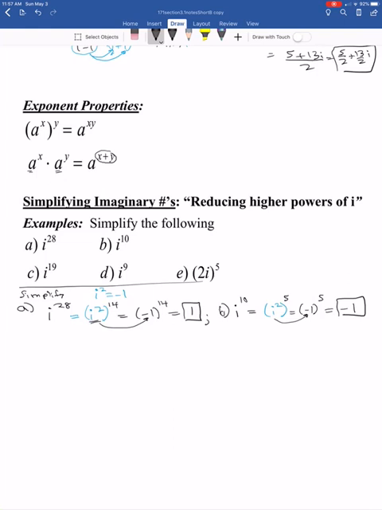Now let's take a look at example C. Now example C is a little different because now we have an odd power. i to the 19th power. Well, it's a little different.